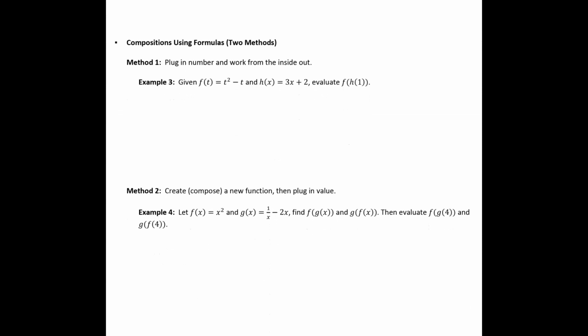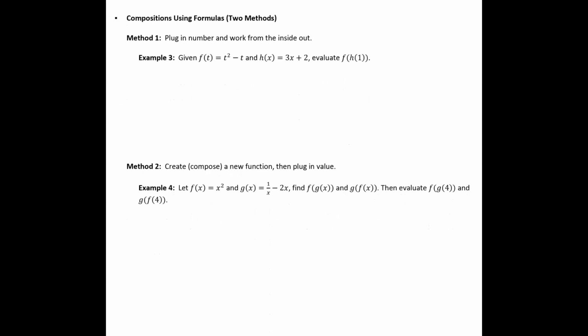So let's look at composition using formulas, and we're going to look at 2 different methods to help us with this. Method number 1. We're going to plug in a number and work from the inside out just like we did before. And so looking at this, it says, given f of t equals t squared minus t and h of x equal to 3x plus 2, evaluate f of h of 1. So we're going to do it the same method, working from the inside out.